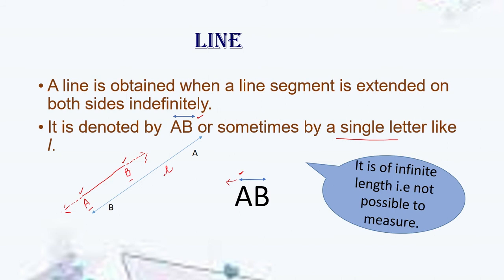Now discuss its length. As we know, both points are moving. So would you be able to find the distance between these two? Would you be able to measure the line? No, because it is of infinite length. Infinite length, as both the points are moving. It is impossible to measure the length of a line.